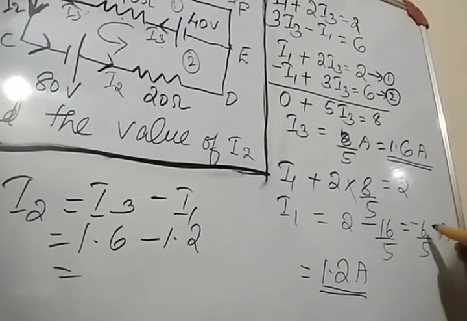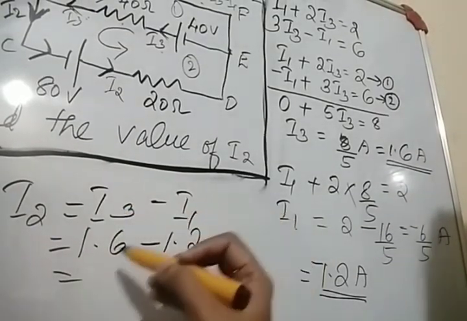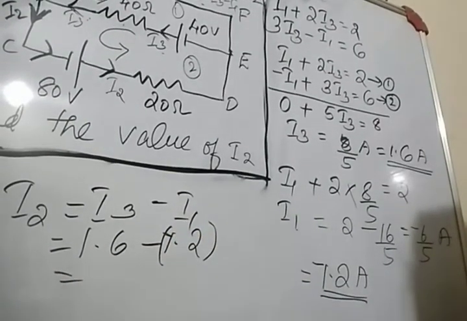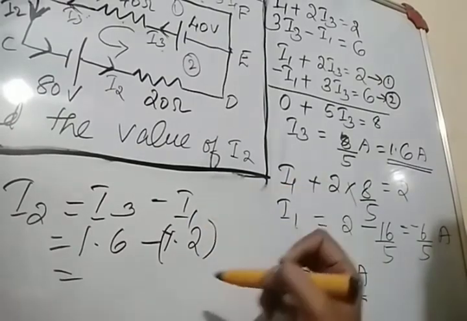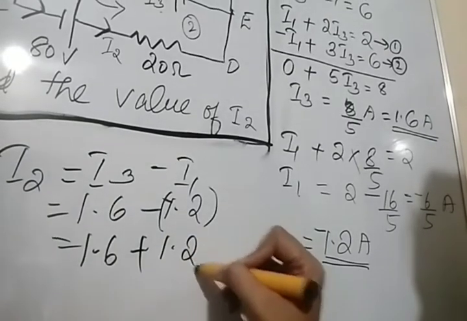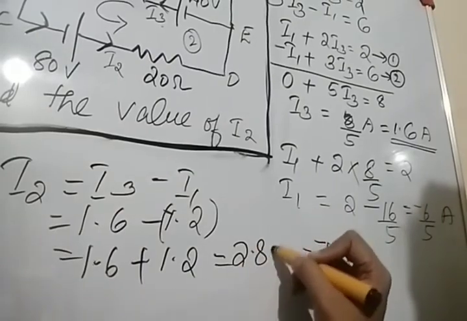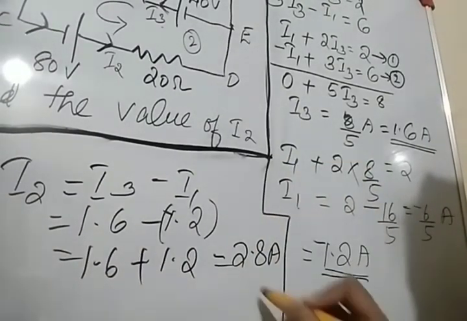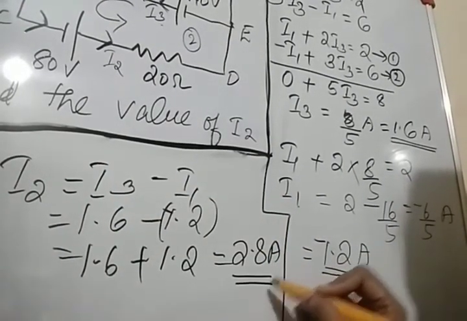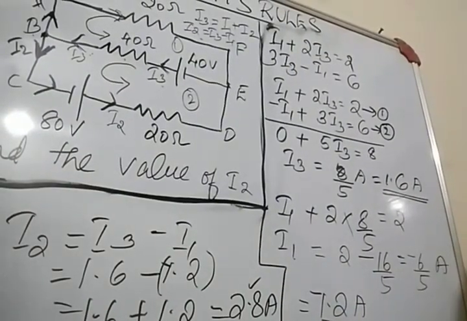See here we got minus 6 by 5. Minus 6 by 5 is minus 1.2. So here we will have I3 minus I1, so 1.6 minus of minus 1.2. Right? So 1.6 minus of minus 1.2 is 1.6 plus 1.2. What is 1.6 plus 1.2? It is 2.8 ampere. Okay, so which is the value of I2? Value of I2 is 2.8 ampere. So we have solved this circuit and we found out the value of I2.